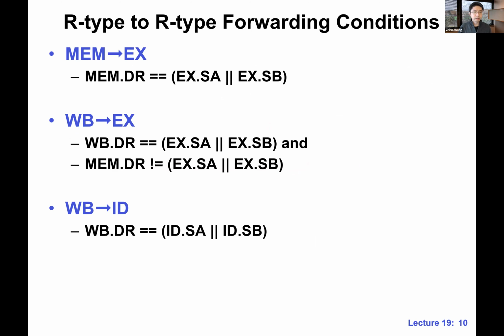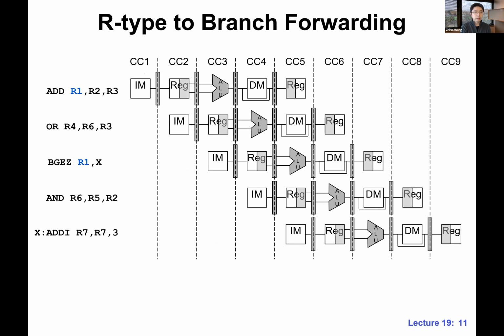All you need to write is this in your Verilog. Of course, we're not asking you to build a pipelined microprocessor in your lab. But if you have to build one, these are the things that you have to check, and that's it. To enable this path, we check these two conditions, and the last one, we check this one. Any questions? Okay, good.